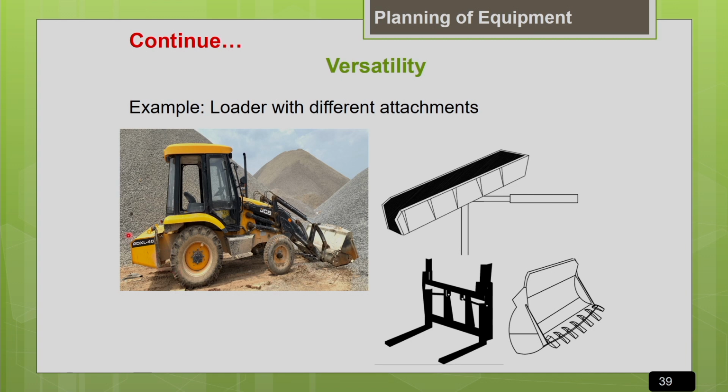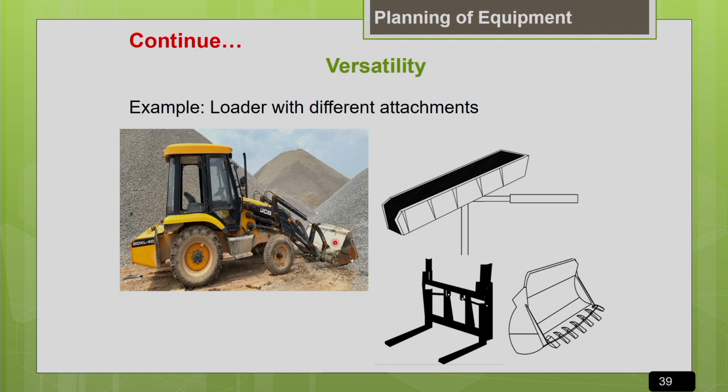You can see the loader with the different attachments. For different applications, you can change the attachments and make it more versatile. Okay, so you can see the loader with the front and back end here. As everyone knows, the loader can be used as hauling equipment for a very short distance of say up to 100 meters, and it is good at excavating material at or above the ground level. This is the best choice. Depending upon your material type, you can change the attachment.